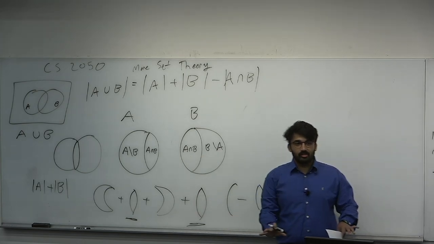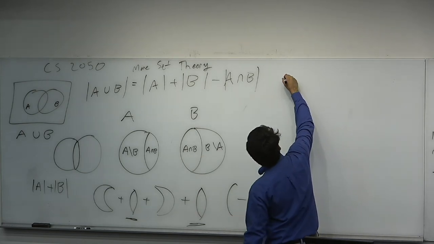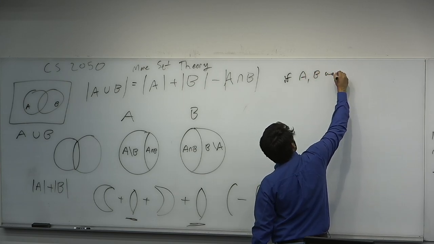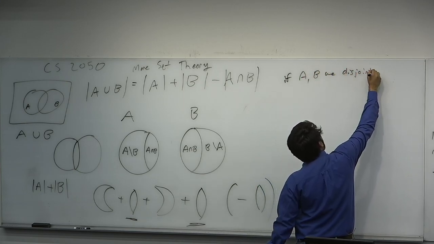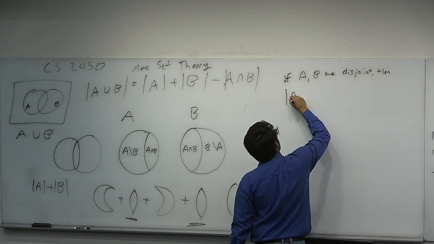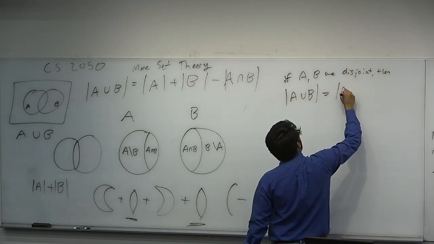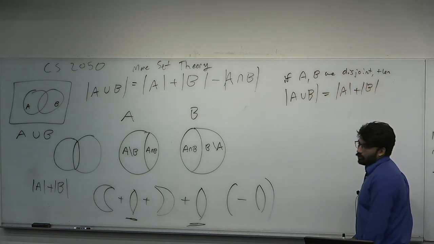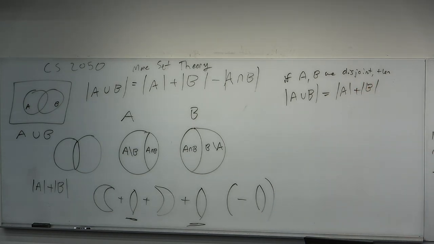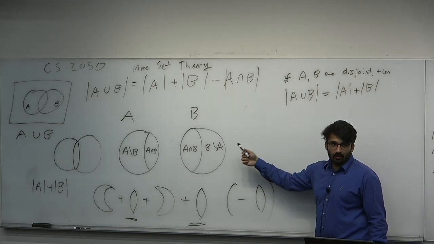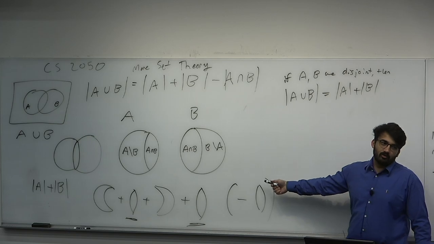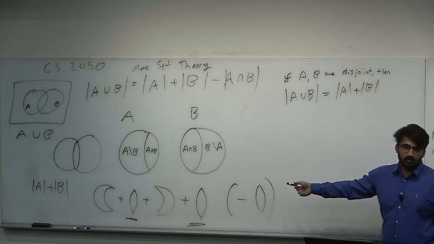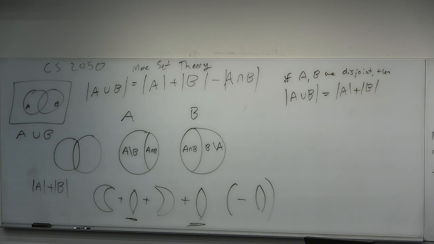Now, if A and B are disjoint, then the cardinality of A union B must be the cardinality of A plus the cardinality of B. That's just true trivially by counting objects. There's no overlap to double count or miscount. We're going to prove this in slightly more detail now, but this is basically what's going on. Again, a proof by Venn diagram is not a proof, but when you look at the picture, you combine shapes and sizes, you get everything that you want.